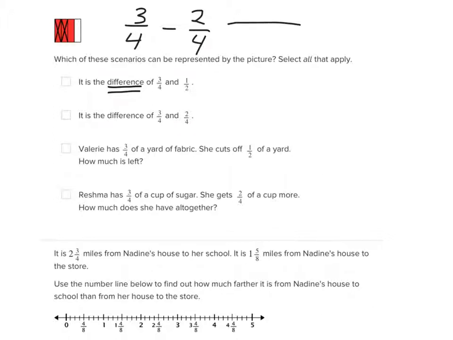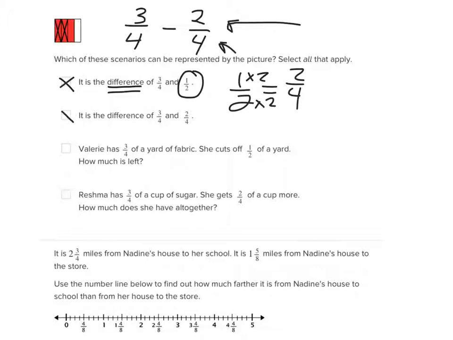So this is the difference of 3/4 and 2/4. Now look, they're trying to trick you. 1/2, if we're talking about fourths, how many fourths are in 1/2? I'm going to make an equivalent fraction and find out that that's the same as 2/4. So it is the difference of 3/4 and 1/2, because this 2/4 is the same as 1/2. It is also the difference of 3/4 and 2/4, because 2/4 is equal to 1/2.